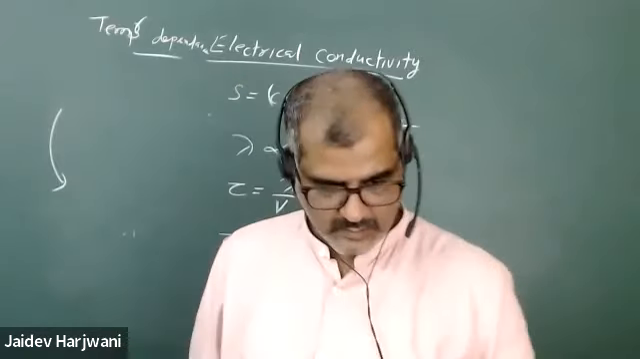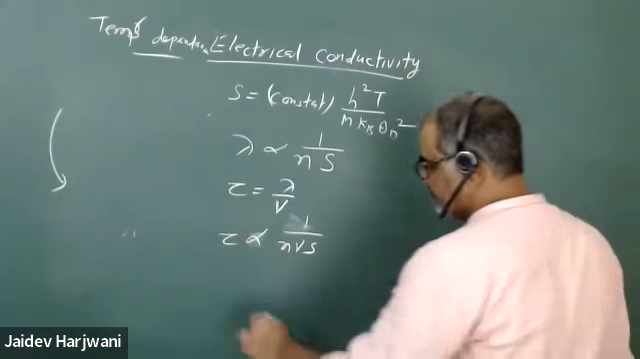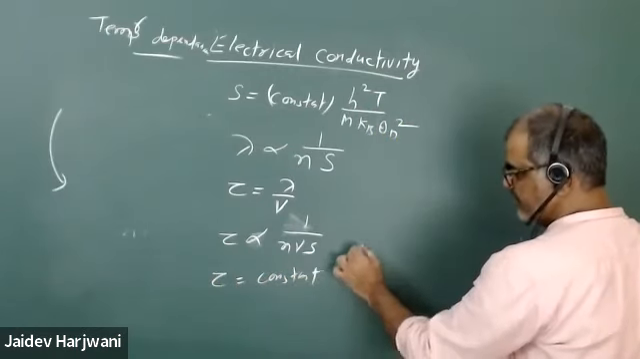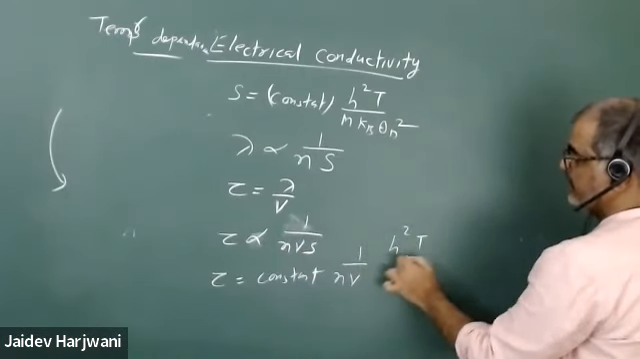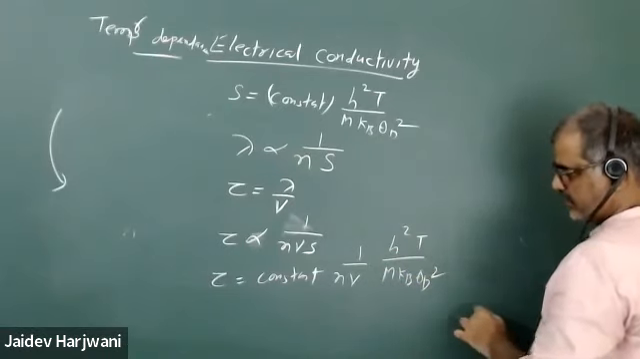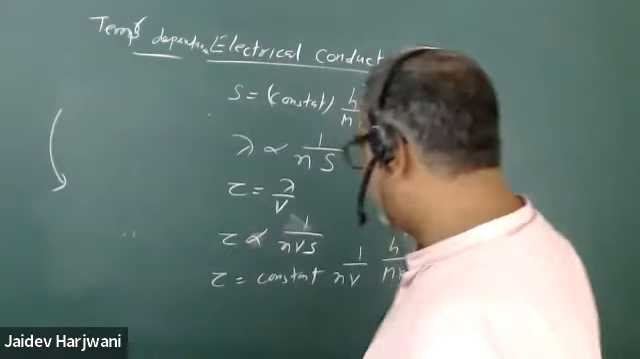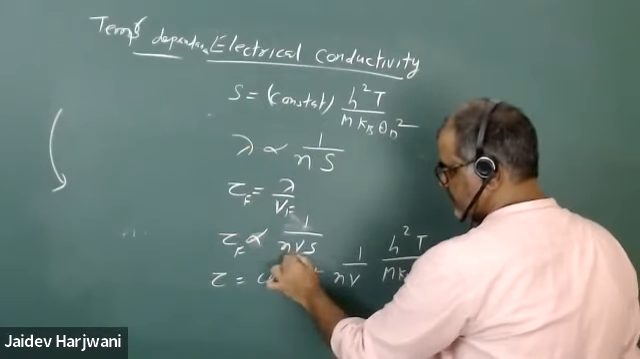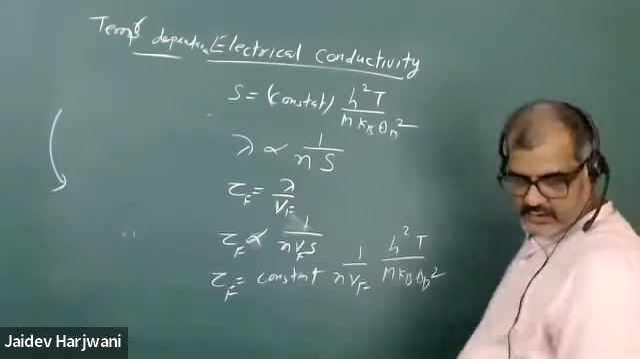If I write this, it will be equal to a constant. So I will be having n v. If I write s, h square T, m k_B theta, d square. So what we get? m k_B theta, n v_F. And here I'm taking this, so I can write this v_F. This is the expression.